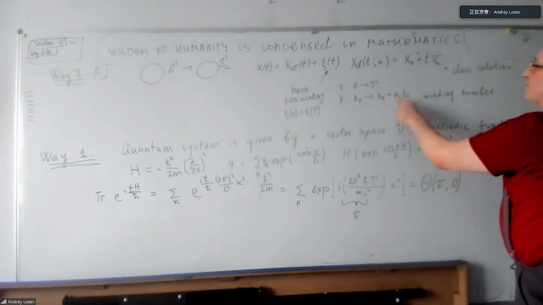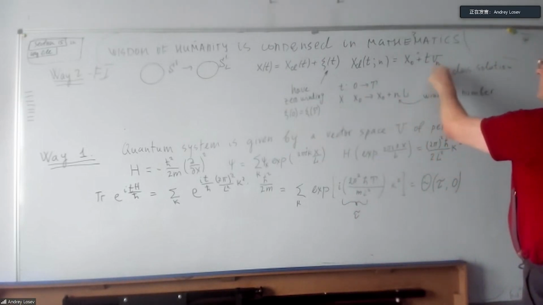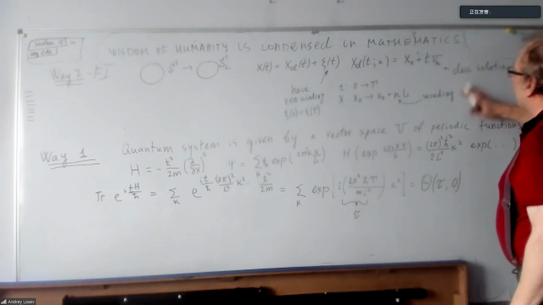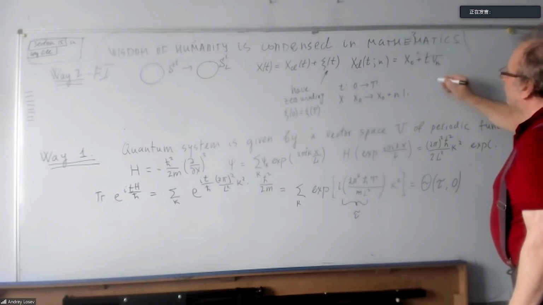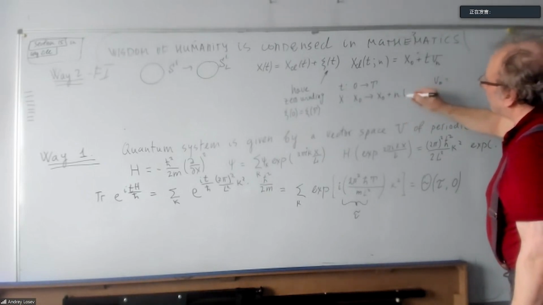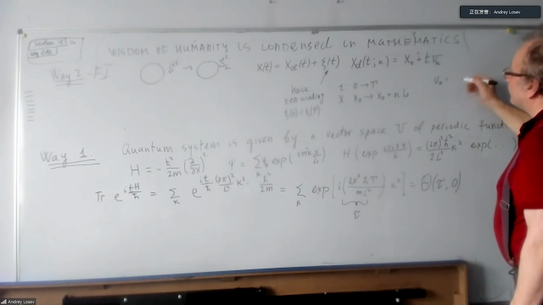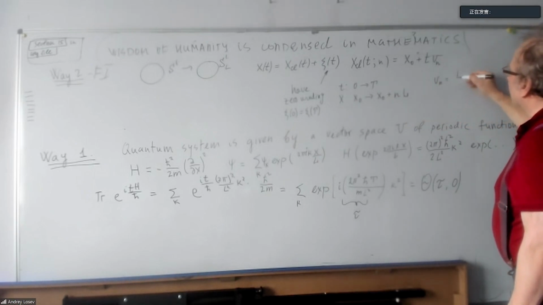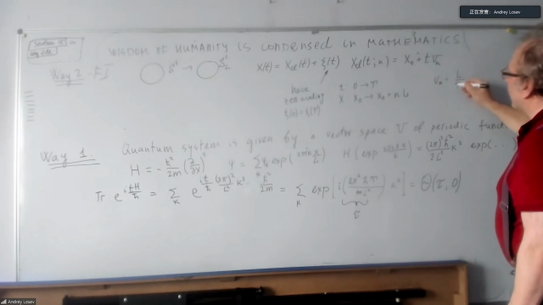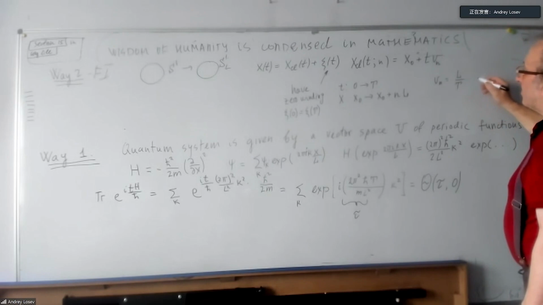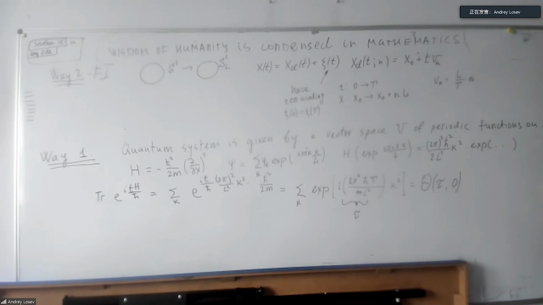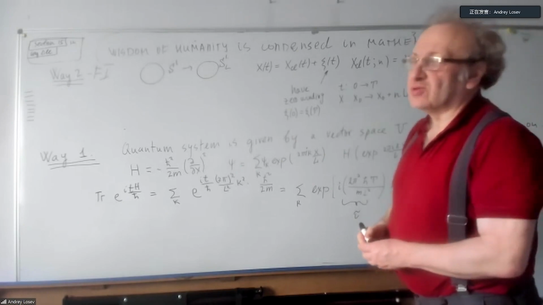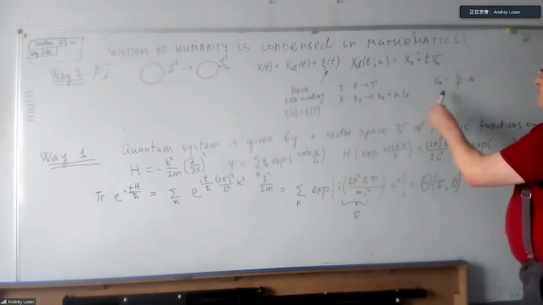We can easily compute Vn. Vn is, of course, what? L divided by t capital, times n. You see, I'm writing very simple formulas. So when I'm computing something, I'm computing something very simple.